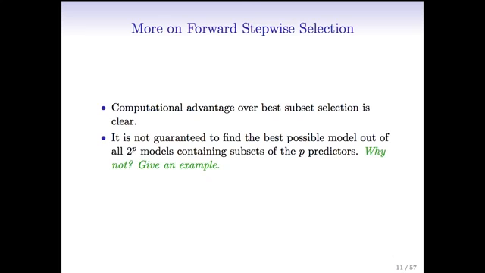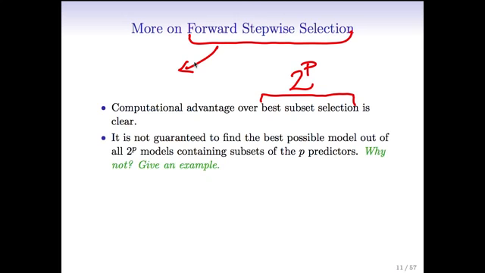So we've said that forward stepwise selection has a computational advantage over best subset selection. And just to really reiterate why that's true, in best subset selection, we're considering 2 to the p models, which, as we said, is like a trillion when p equals 40. But in contrast, in forward stepwise selection, for M0, we're just considering one model.